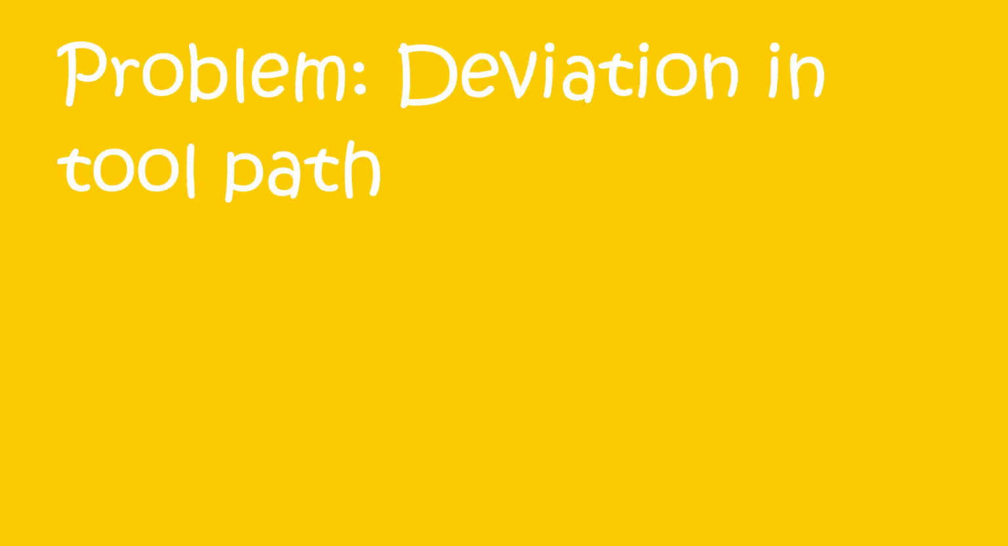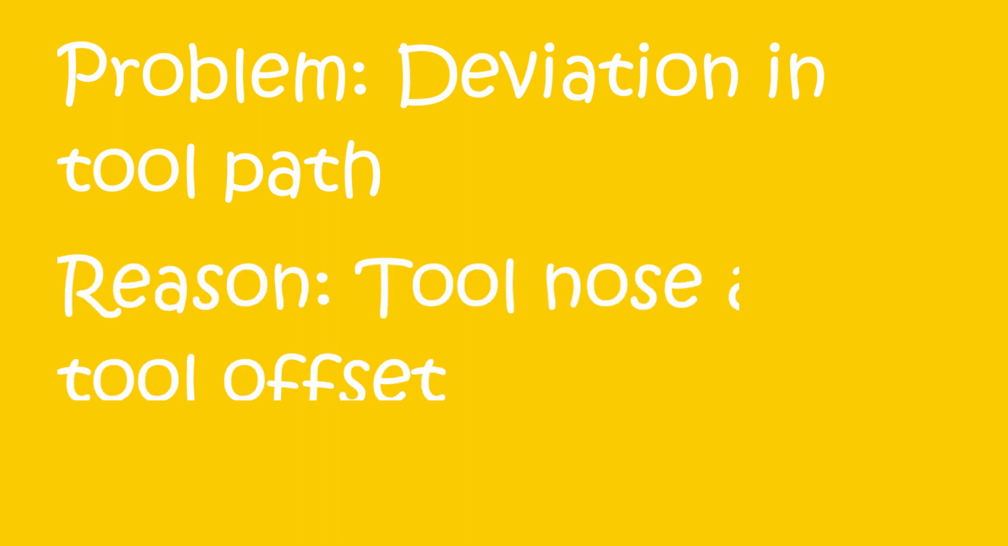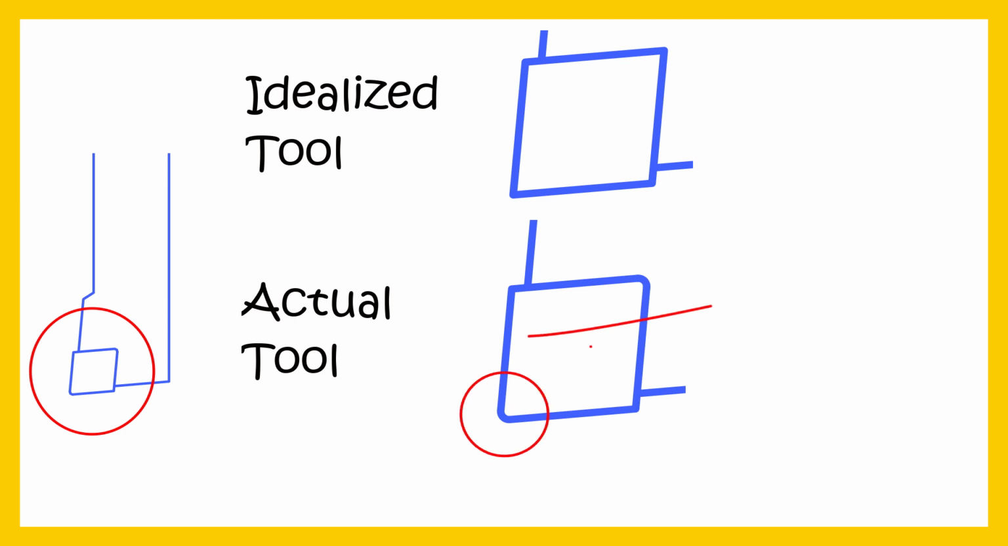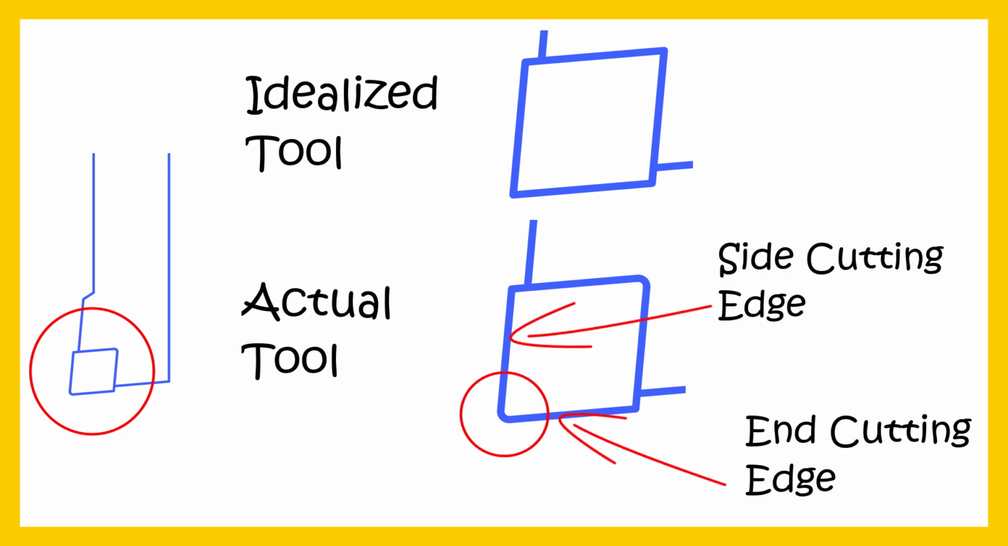In order to understand this properly, first we need to know the problem that arises while taking the tool offset. Cutting tools are not sharp, and the curve between side cutting edge and end cutting edge is known as tool nose. Radius of that tool nose is known as tool nose radius.